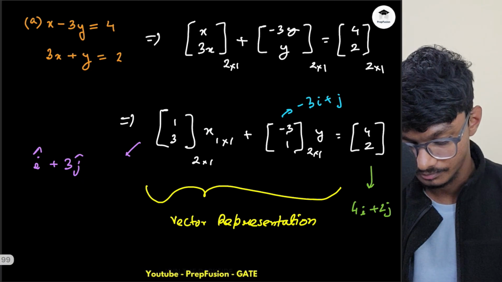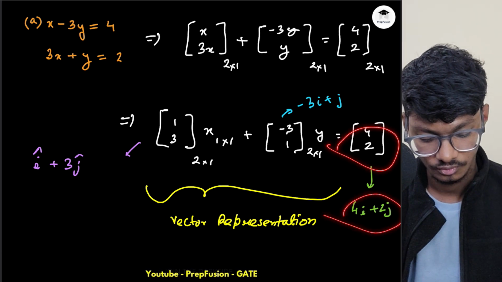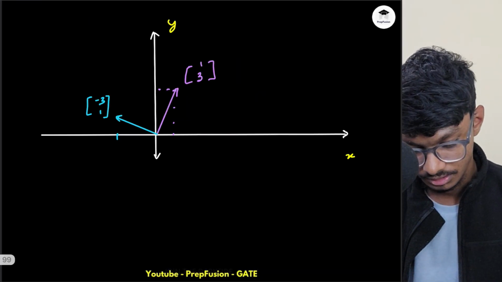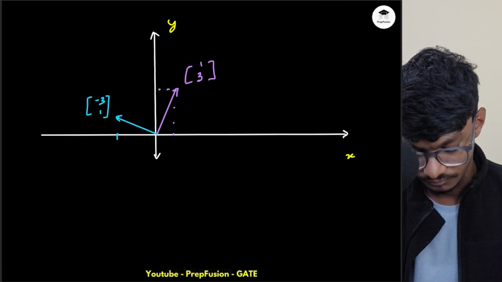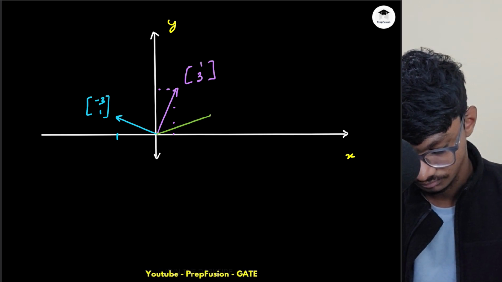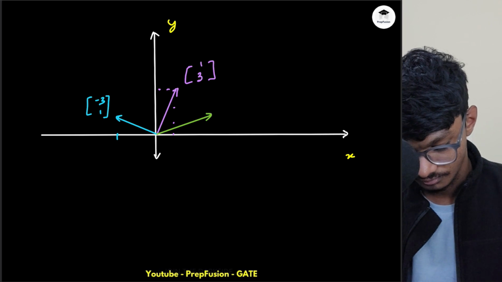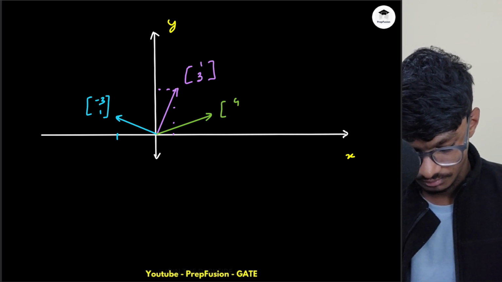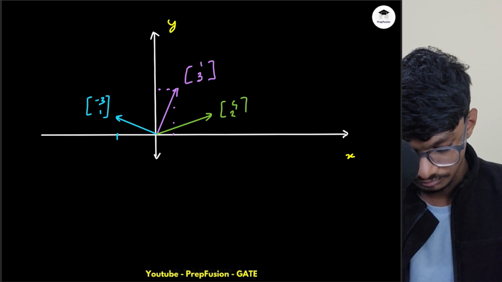Now let's plot the third vector, 4 I cap plus 2 j cap. 4 I cap, 1, 2, 3, 4 and 2, somewhere around here. Four I cap plus 2 j cap.